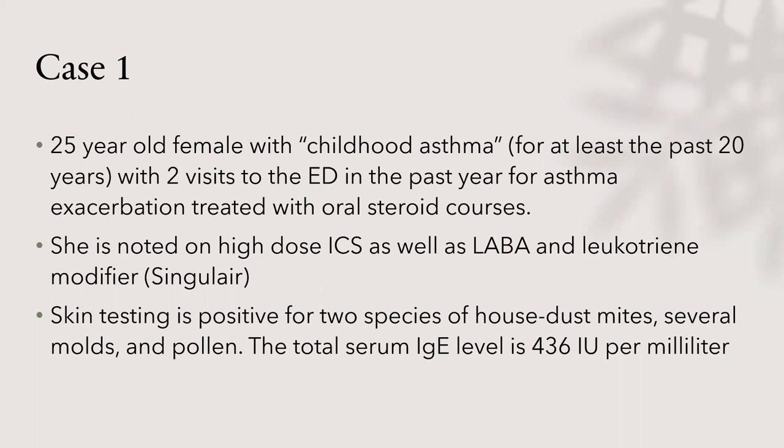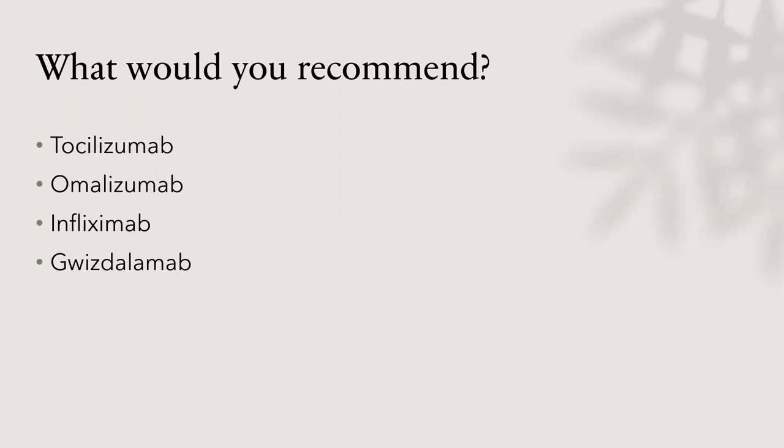It's severe asthma, right? And then she's having all of these symptoms despite being on a high dose inhaled corticosteroid and a LABA and a leukotriene modifier. So is this well-controlled asthma? It's uncontrolled asthma, right? So we've gone through that part. They do skin testing. It's positive for a bunch of different things. The IgE level is 436. So without knowing the next few slides, what would you recommend?